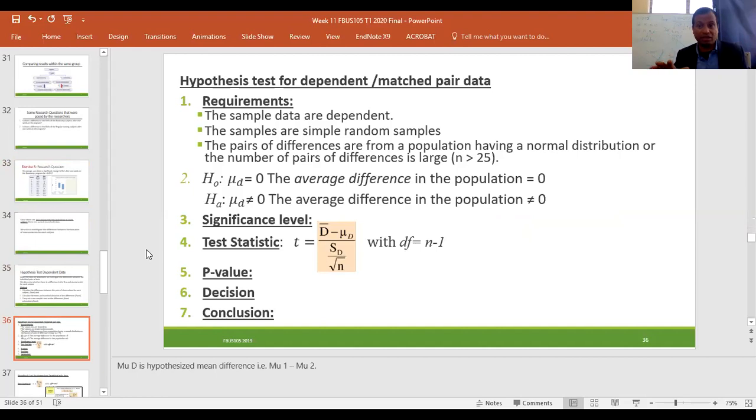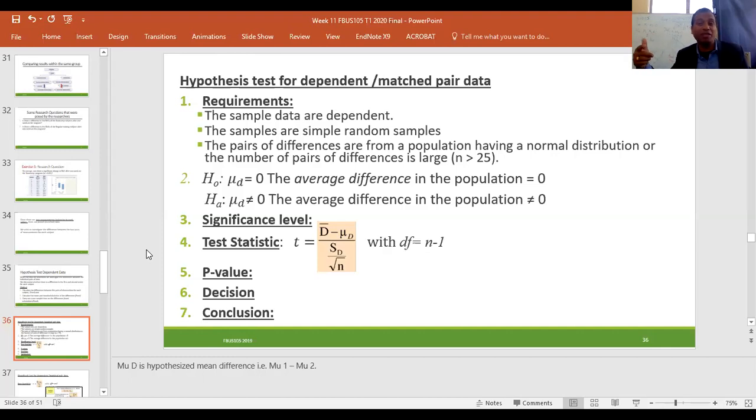Again, this calculation, I mean to say the formula will be given. You just have to find out the meaning of the notation, and just apply. So T stat is D bar minus mu D. What is mu D from the null hypothesis? mu D is always 0.